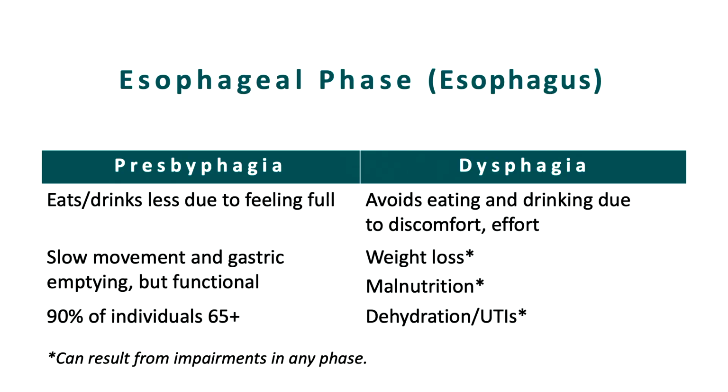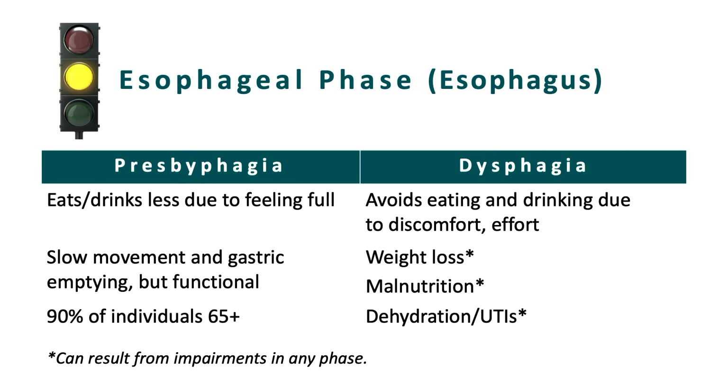Okay. All right, now moving on to the esophageal phase. This is the esophagus. With presbyphagia, people tend to eat less and drink less just because they feel full sooner. 90% of folks over the age of 65 experience slower movement through the esophagus and slower emptying into the stomach from the esophagus. And so they just tend to feel full, and so they'll eat less and less.